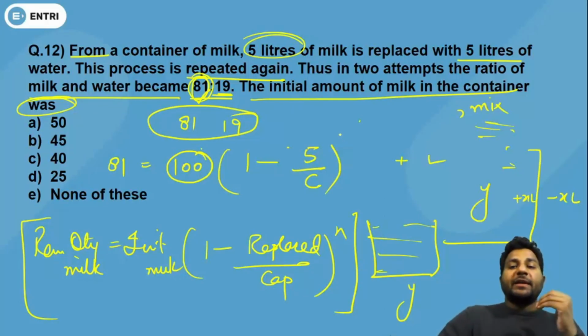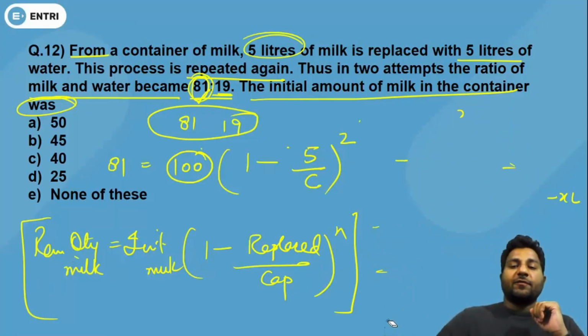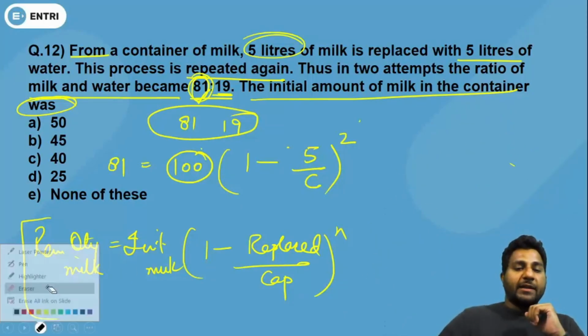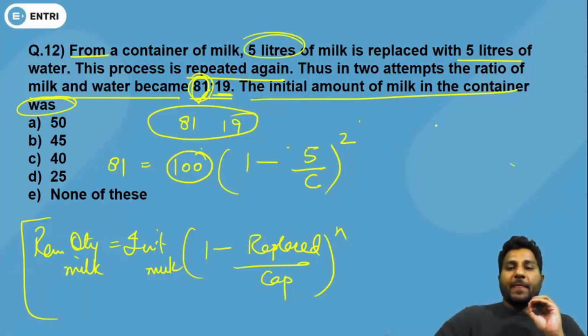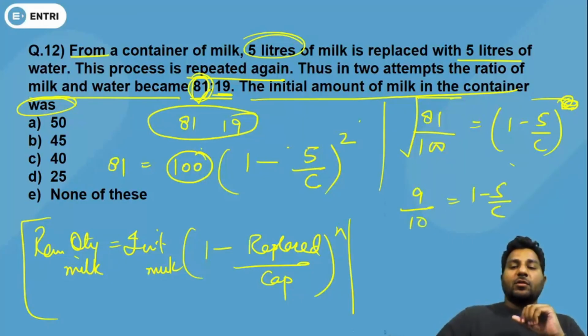How many times did we do this operation? 2 times. So how are we going to do that? Just remember the concept. I'm using the formula to make it into the ratio pattern. Look at the concept. Here, 81 by 100 is equal to (1 minus 5 by c) to the power 2. Let's find the square root of this fraction. 9 by 10 is equal to 1 minus 5 by c. So the value will come as 5 by c as 1 by 10.